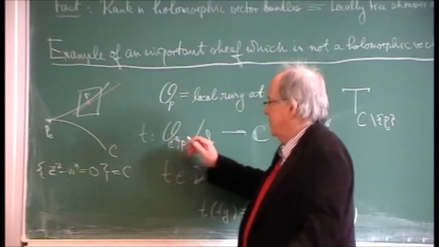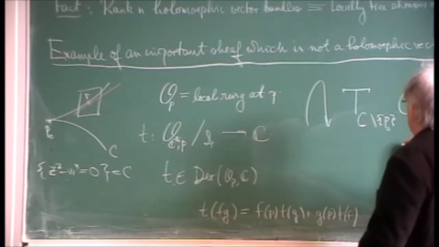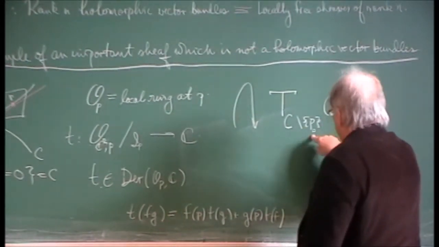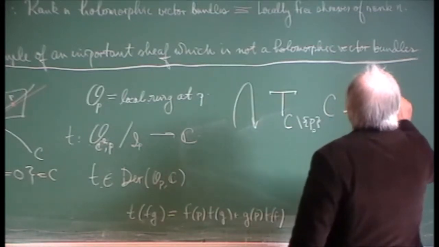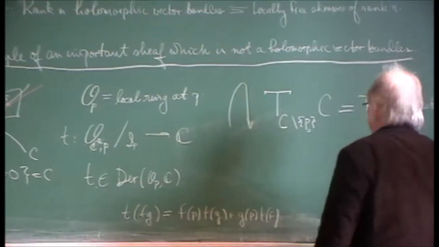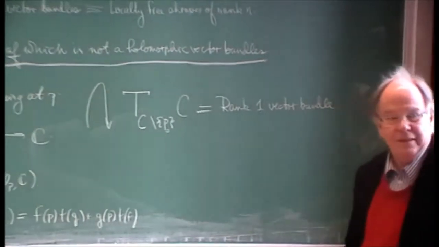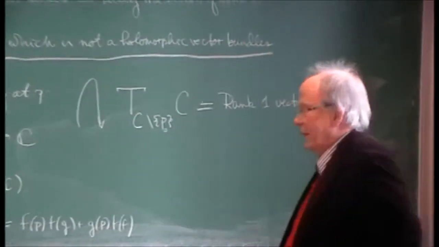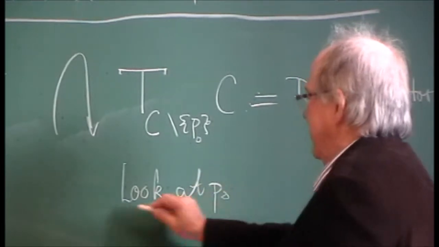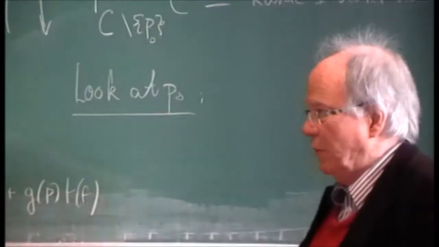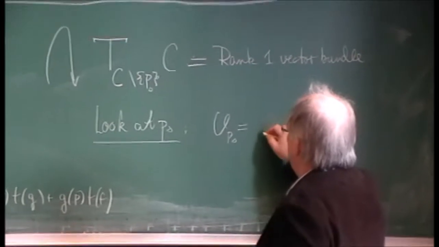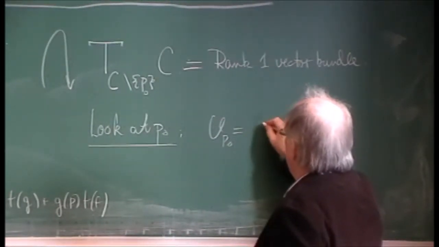So this is just a rank one vector bundle of this thing. But restricted here, this is a rank one holomorphic vector bundle. Okay, and you can have fun, particularly if you like algebra, to look now at P0. Right, so P0. The local ring at P0 is just power series, say convergent power series in Z and W.